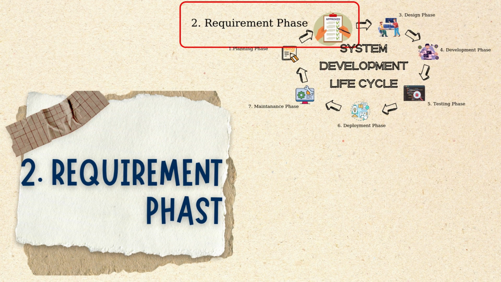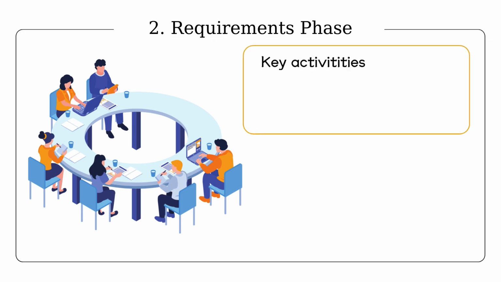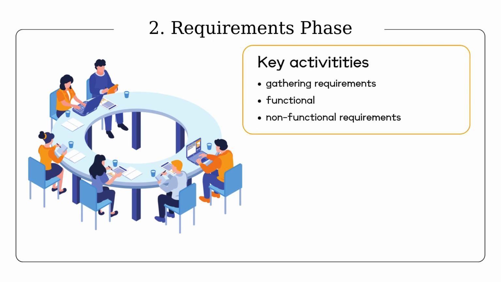Next is the requirements phase. This is where developers and stakeholders sit together to clearly define what the software should do. Think of this phase as writing a recipe before cooking. Key activities include gathering requirements from stakeholders through interviews or workshops and writing both functional and non-functional requirements.